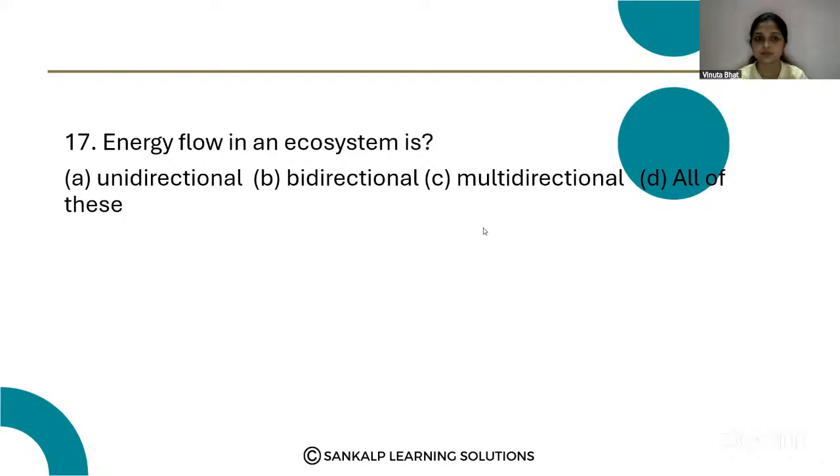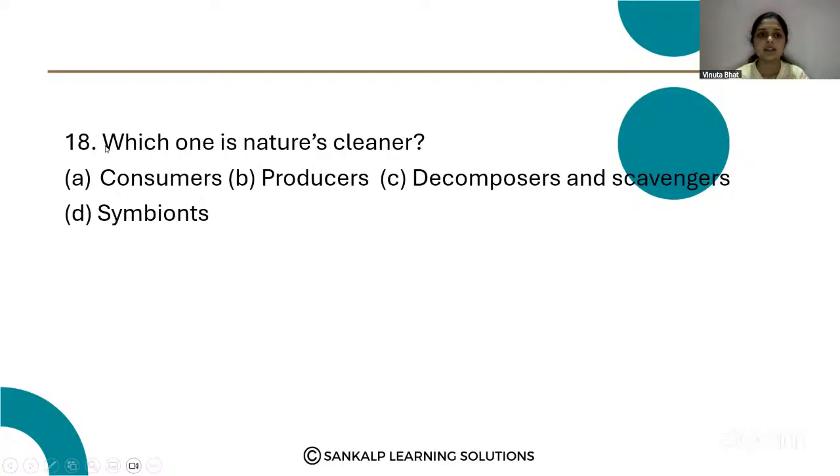Then question number 18. Which one is nature's cleaner? Option A, consumers, option B, producers, option C, decomposers and scavengers, option D, symbionts. So here consumers directly depend on the plants, so they are not called cleaners of nature. Producers utilize the sunlight, and they are not called nature's cleaners.